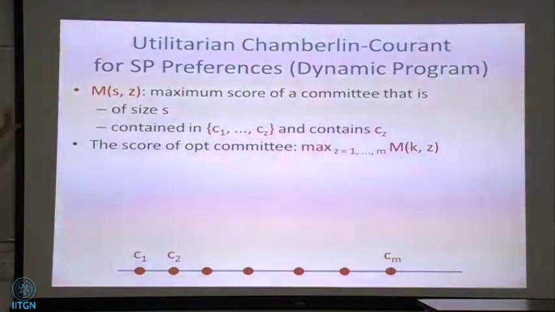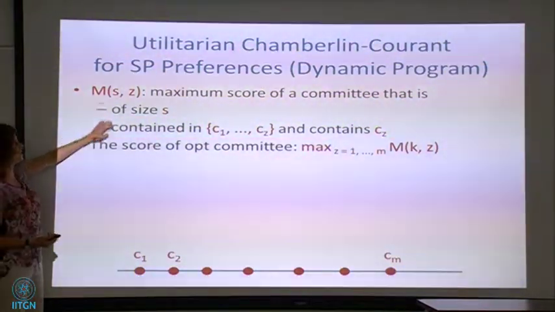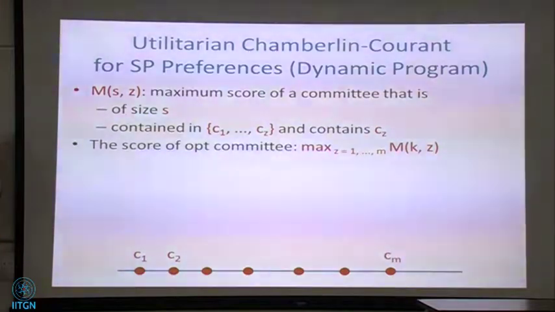Okay, so once we have computed that for all S and Z, we know what is the score of the optimum committee. So this is computing the score, but like always in dynamic programming, if you can compute the score of the optimal committee, you can sort of use that to actually find the optimal committee. So for now, I'm focusing on the score.